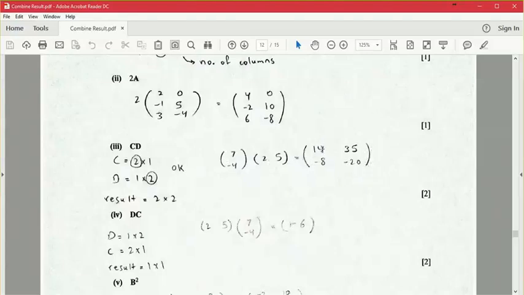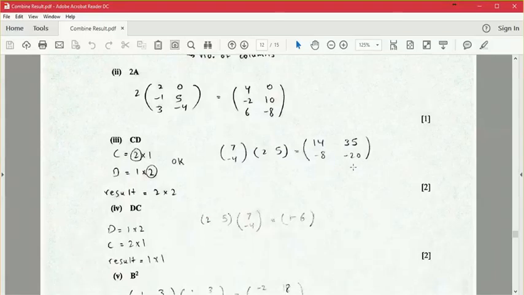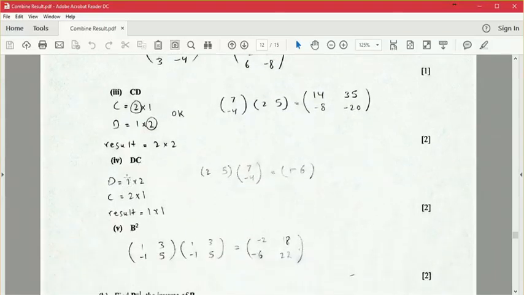7 times 2, it's 14. 7 times 5, 35. Negative 4 times 2, negative 8. Negative 4 times 5, negative 20. For DC, the opposite. D is 1 times 2, C is 2 times 1. So the result of the matrix is 1 times 1. So it's 2 times 7 plus 5 times negative 4. 2 times 7 is 14, plus 5 times negative 4 is negative 20. So 14 minus 20 is negative 6.